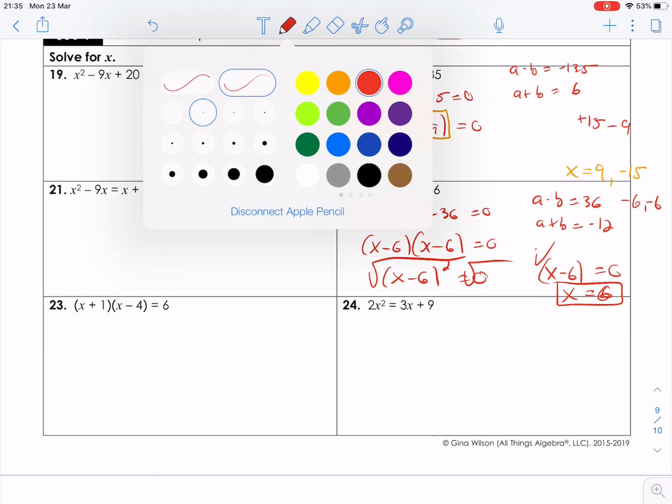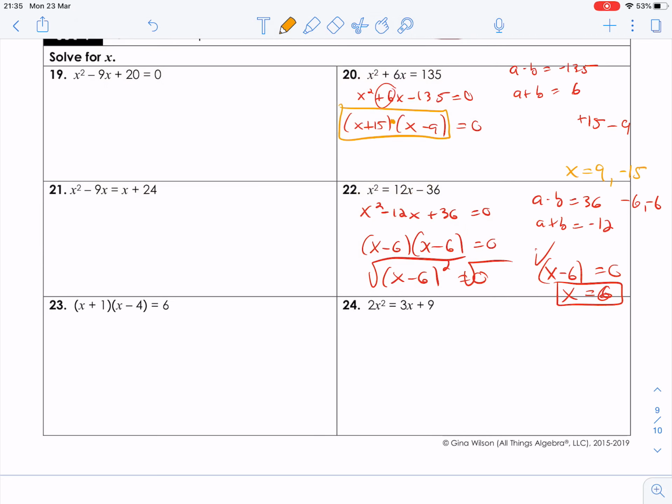Last one, and obviously going to be the hardest. So we get 2x squared minus 3x minus 9 equals 0. Now, can we factor anything out of this? No. So I'm going to multiply the 2 by 9 and save the 2 for later. So I get x squared minus 3x minus 18 equals 0. Now I'm looking for two numbers that give me negative 18 and add to negative 3. So they've got to be 3 apart.